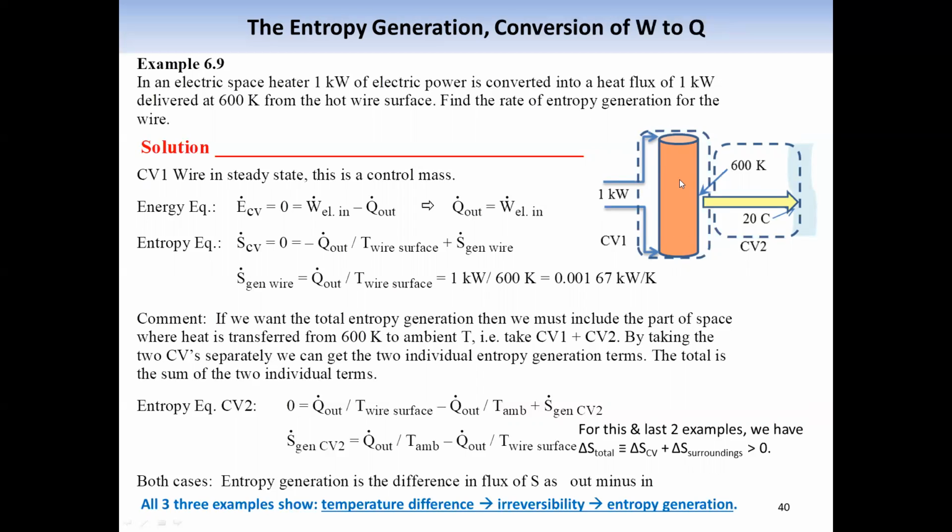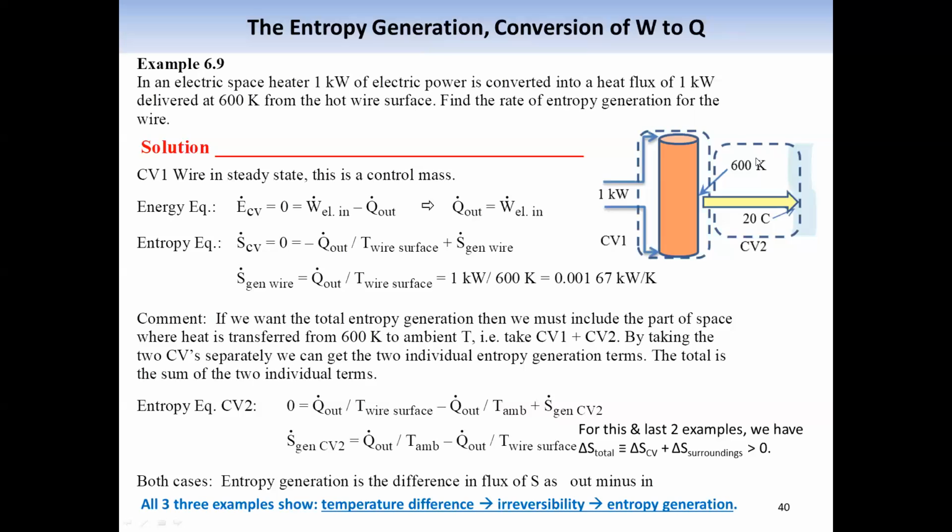Then the heat from the resistor will dissipate to its environment. If we take the second control volume like this, control volume 2 has contact with the heating element. On the right, it has contact with the environment at 20 degrees C. The heating element is at 600 K, a very high temperature.